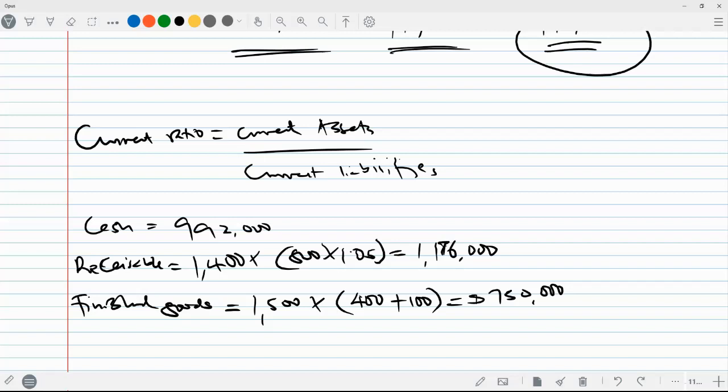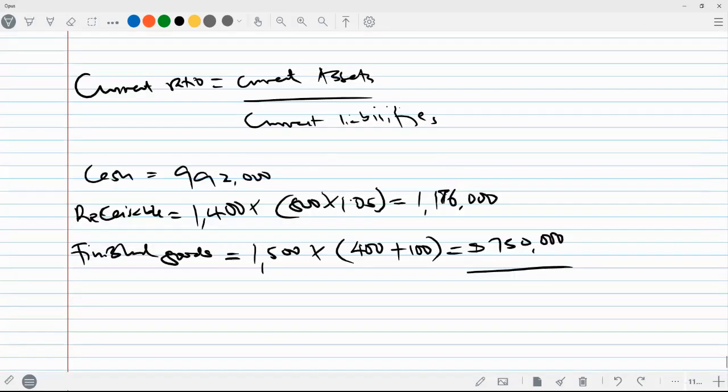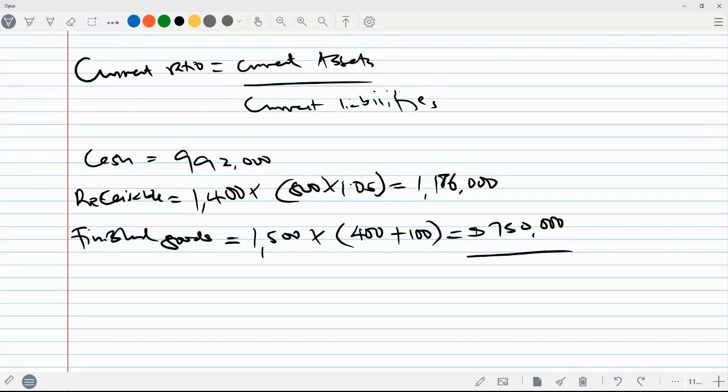Cash plus receivable plus finished good. Total current assets therefore is how much? 992 plus 1160, that's 76 plus 750. 2 million 928,000. Okay, because therefore the current assets, current liability.